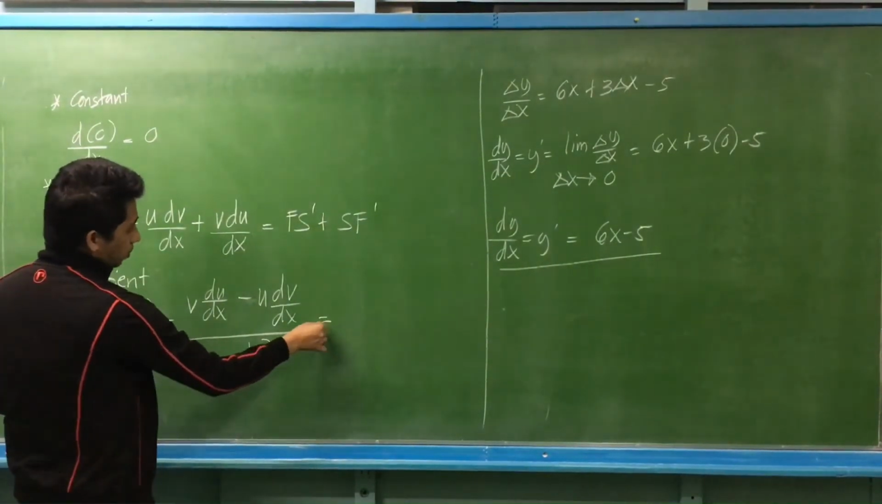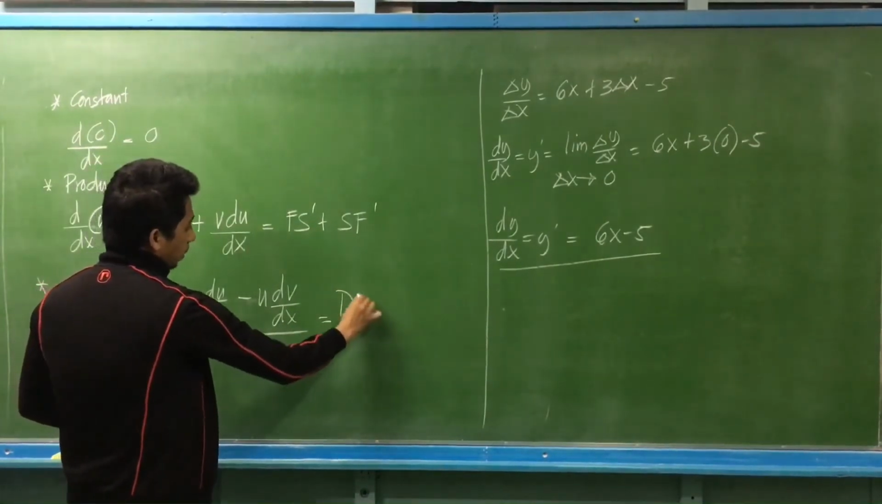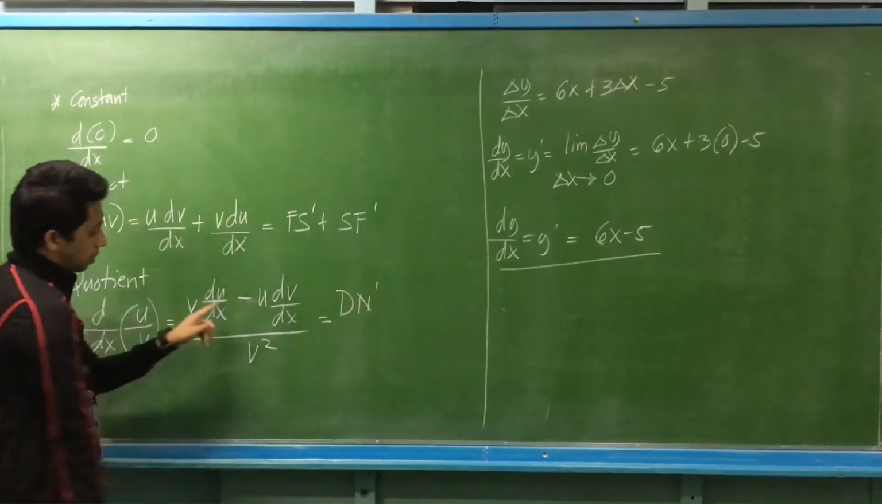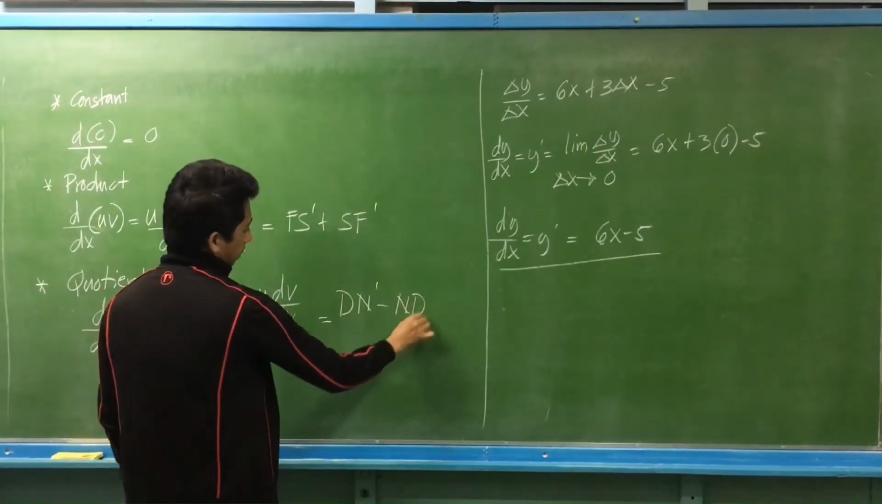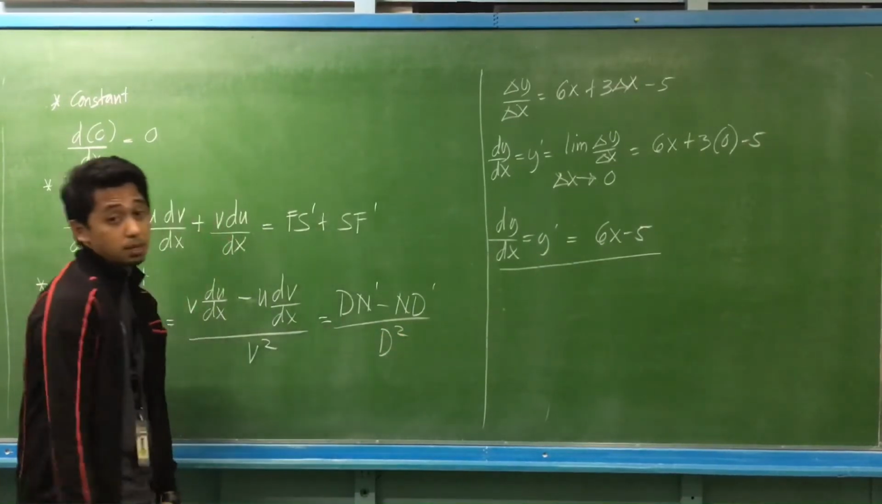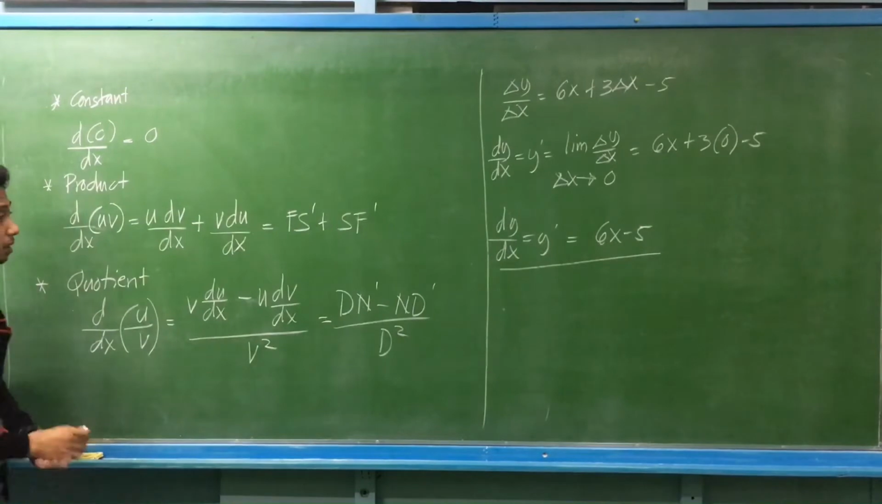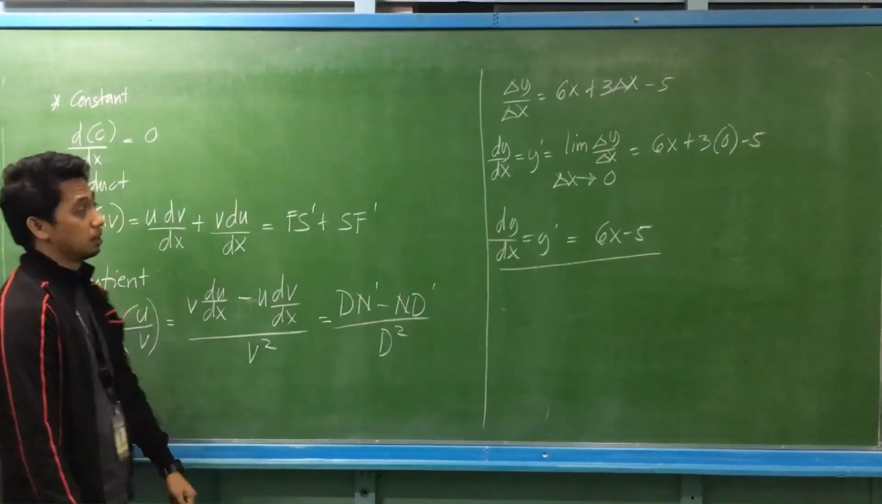When it comes to quotient, that is your denominator, derivative of your numerator minus your numerator multiplied by the derivative of your denominator divided by your denominator squared. So dn prime minus nd prime over d squared. So again, if I'm using prime, that means the first derivative.